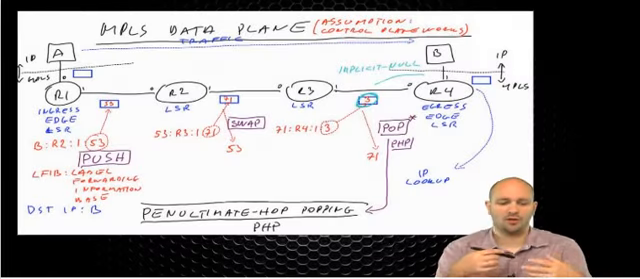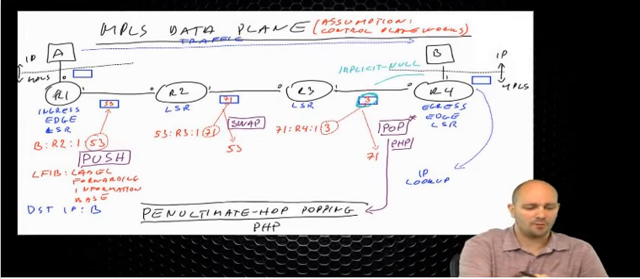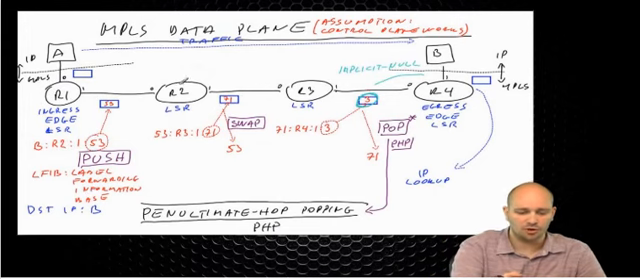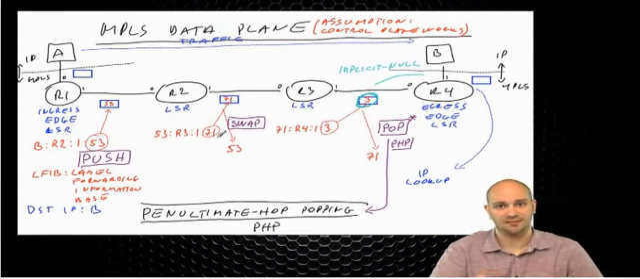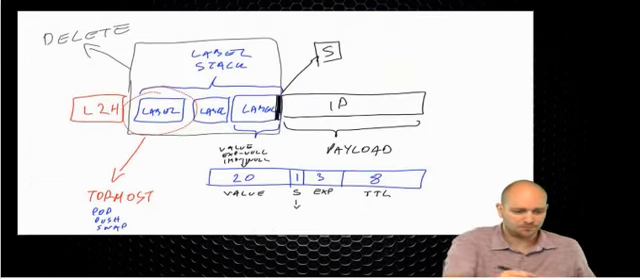We need to talk about how these labels get assigned. How did, for example, R1 know that it needs to use label 53? How did R2 know that it needs to use label 71? And so on. Now, to explore that, we are going to talk about the MPLS control plane.